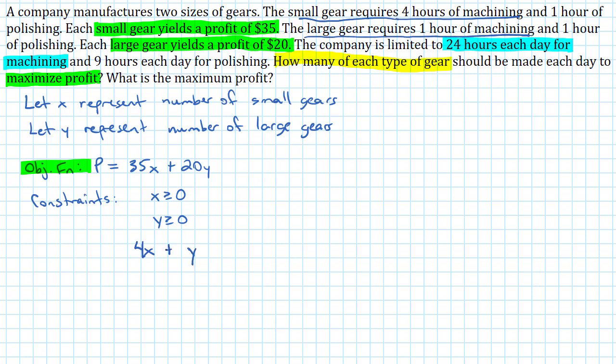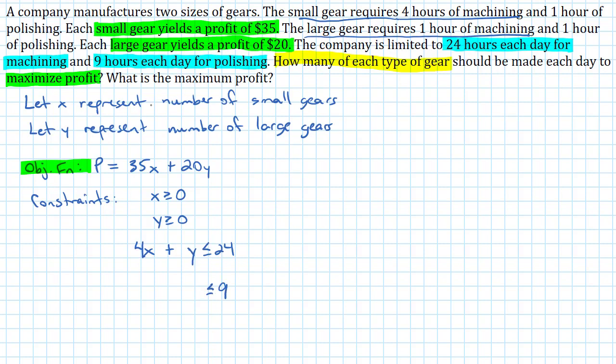If we add those together, that's our total hours of machining, which has to be less than or equal to 24. So that's our machining hours. Last, the company is limited to 9 hours each day for polishing. So that means we have to be less than or equal to 9 total hours for polishing.